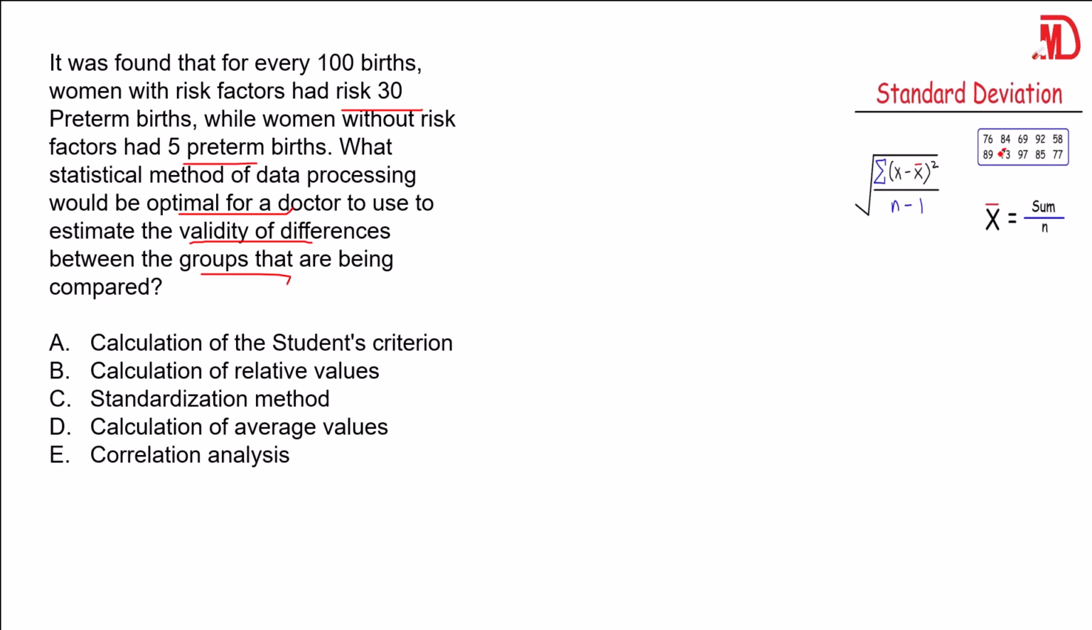Now, let's say the mean is equal to 60. I've not done a calculation, so you can do a calculation. When we talk about standard deviation, look at it: 76 is further away from 60. 84 is even further, it's far away. 69 is closer to 60. 92 is very far. 58 is very close to 60. 89 is far away, 73, 97 and so on.